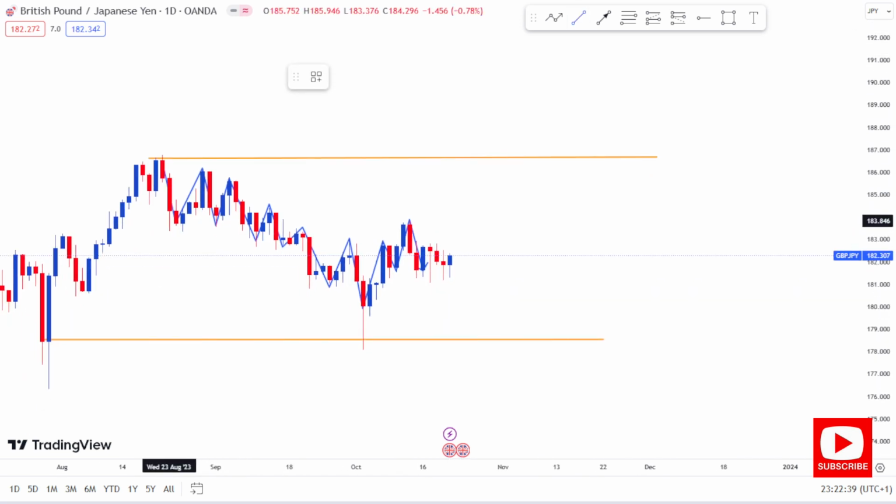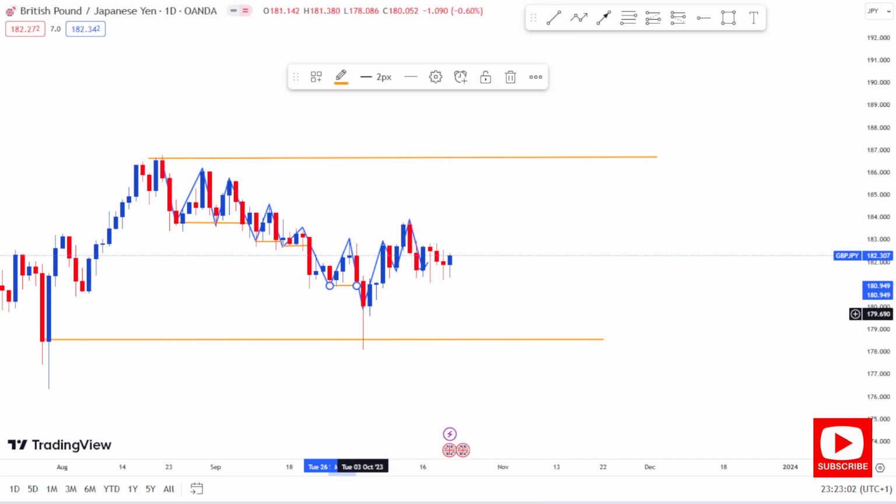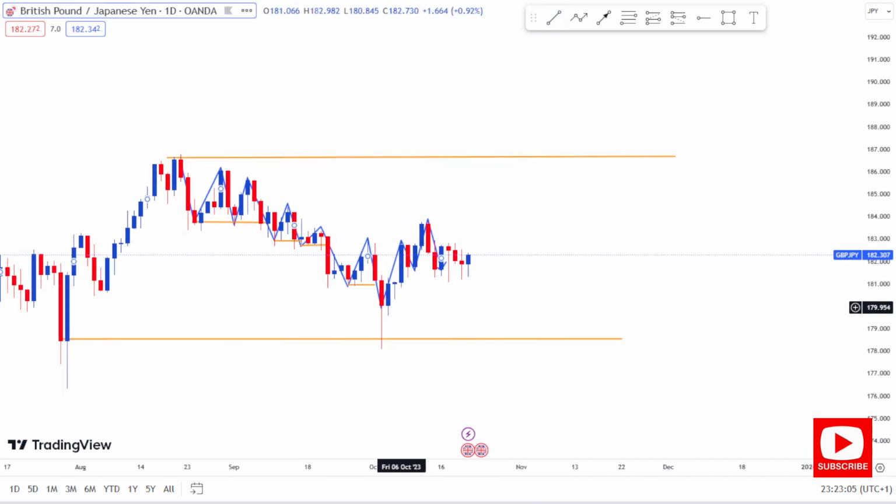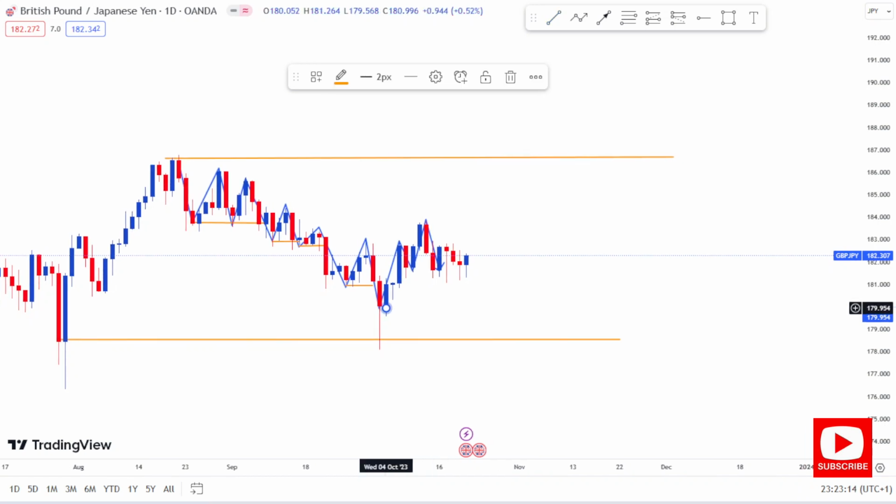First thing, price made equal lows right here before breaking structure to the downside. So we know this is the previous downside. We have break of structure to the downside. Remember what I told you how break of structure works. Break of structure to the downside. Then here we have a break of structure to the downside. Then right here we have our structure low. Then right here we have our minor structure low.